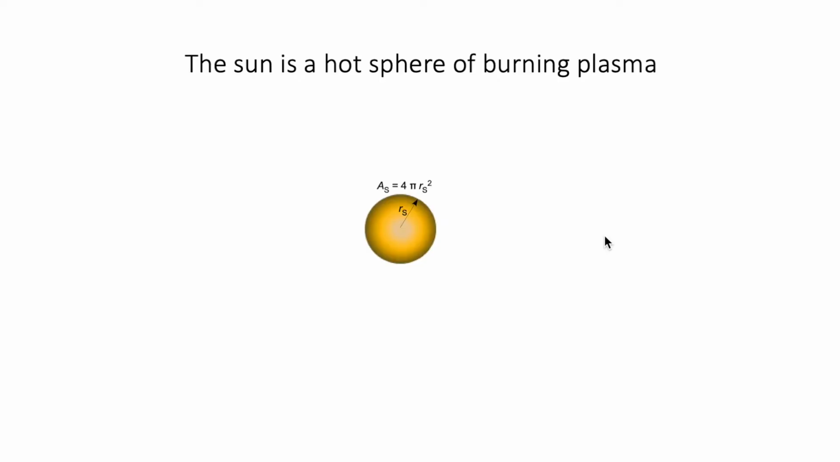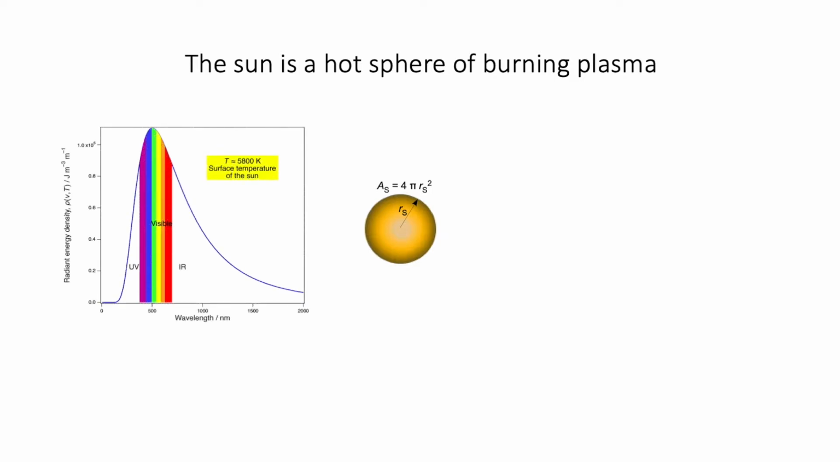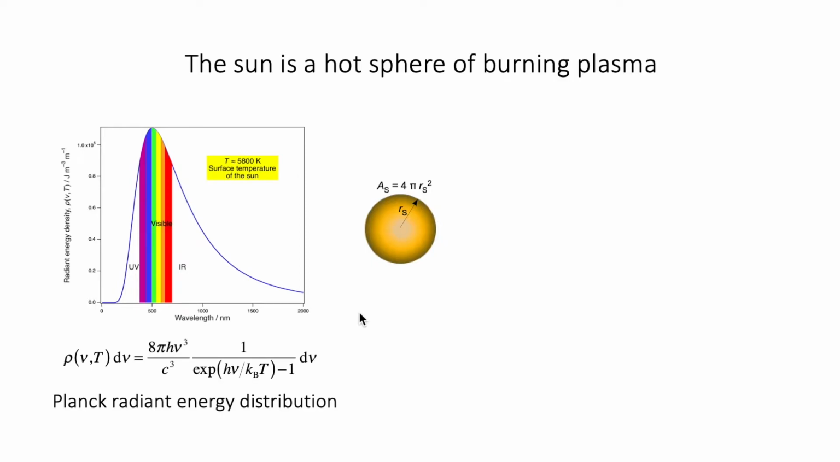Okay, the sun is a hot sphere of burning plasma. We know how big it is, we know its radius, so we can calculate its surface area. Right? And the sun also emits light with a spectrum that's close to that of a black body at the temperature of the sun's surface. So we know what a black body radiation distribution looks like. It's described by the Planck radiant energy distribution.